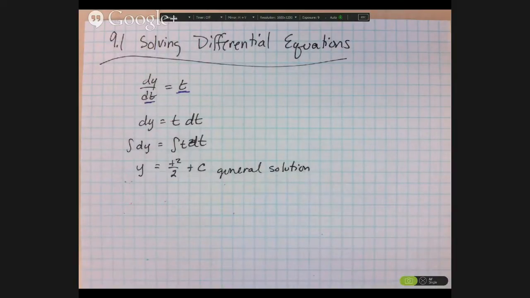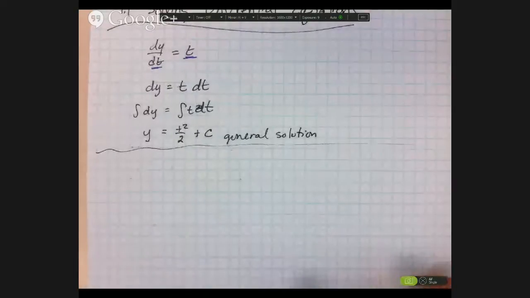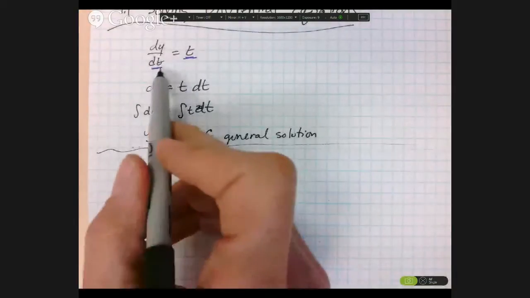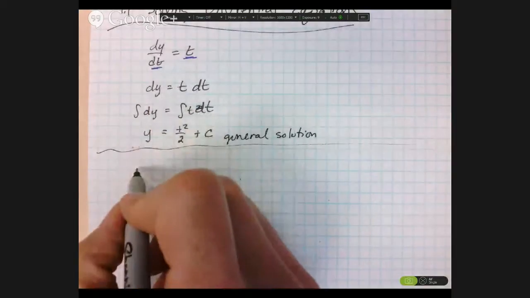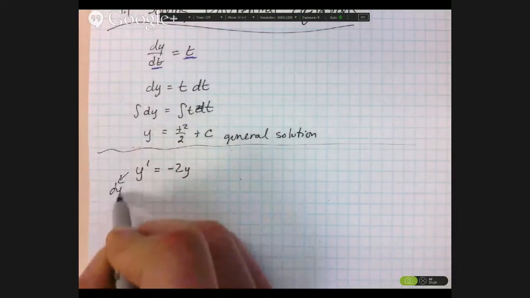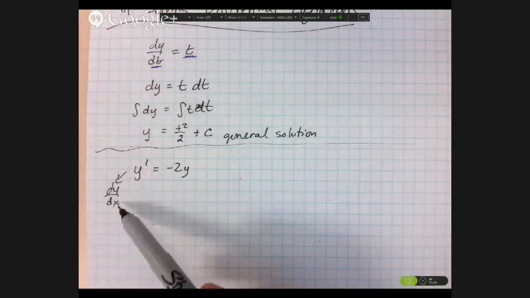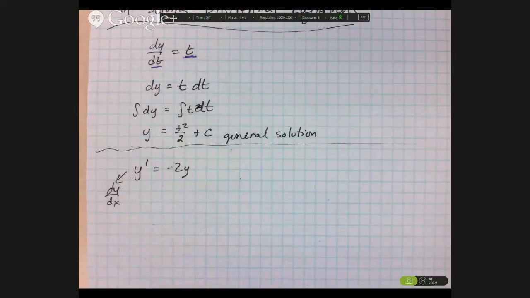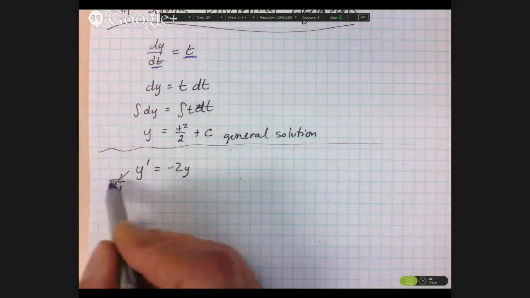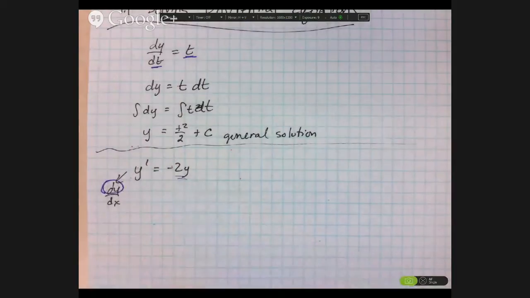There are a few that are a little bit more complicated that we just have a little formula for. So instead of writing y prime, this is the same as writing dy dx, right? Here's the difference here. Notice that it's dy on the top and y on the right.